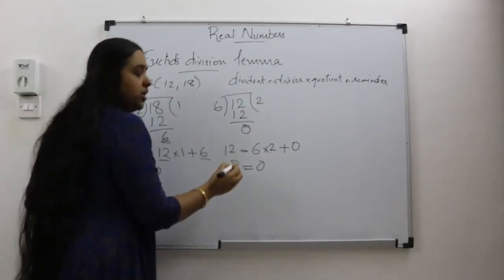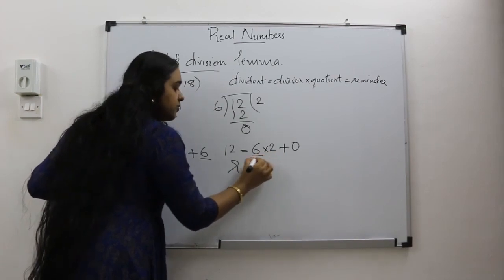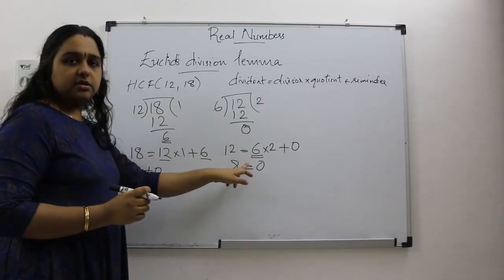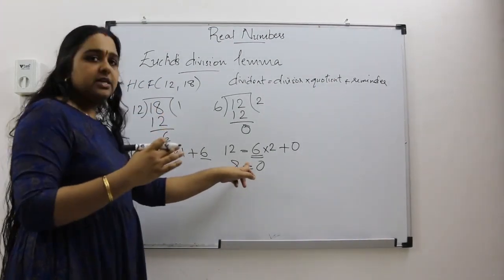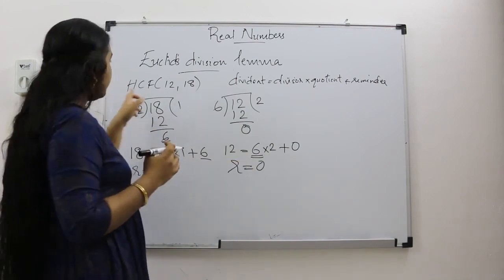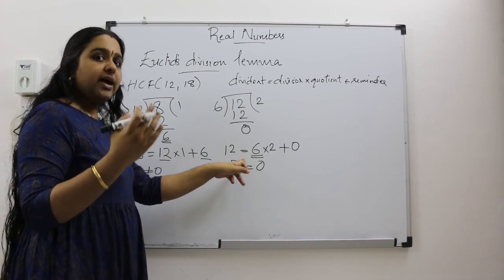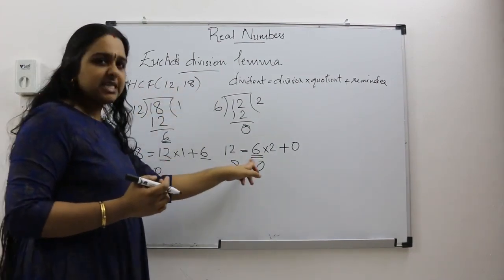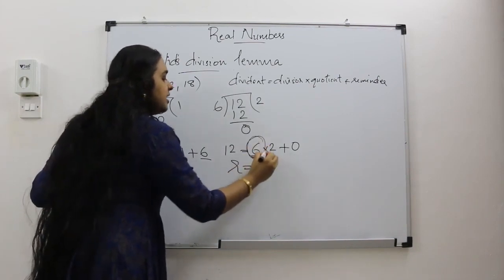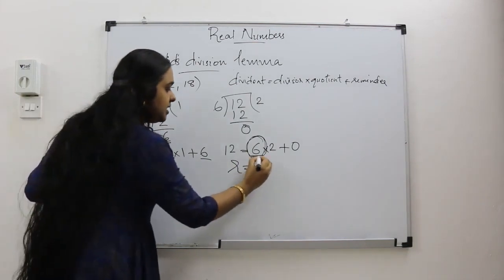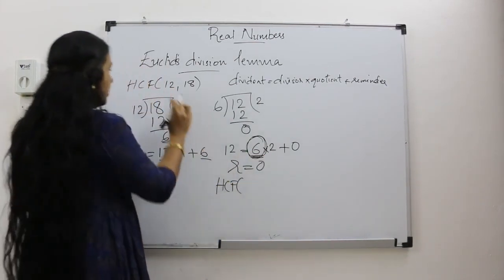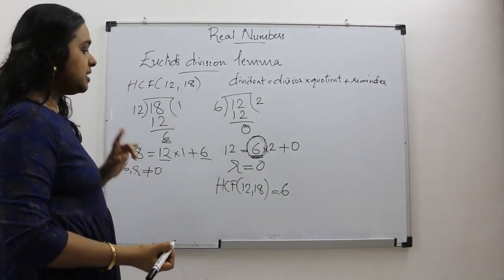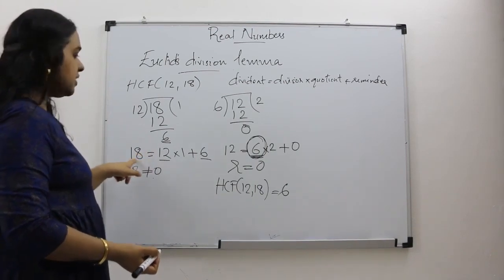Then the number with the divisor. What divisor did we get here as per our equation? 6. That divisor will be the HCF of these two numbers, 6. Before, by factorization, we found that the HCF of 12 and 18 is 6. Now with Euclid's division lemma, we found that the HCF of 12 and 18 is 6. The HCF will be the divisor as per our general form. So HCF of 12 and 18 equals 6. Clear?